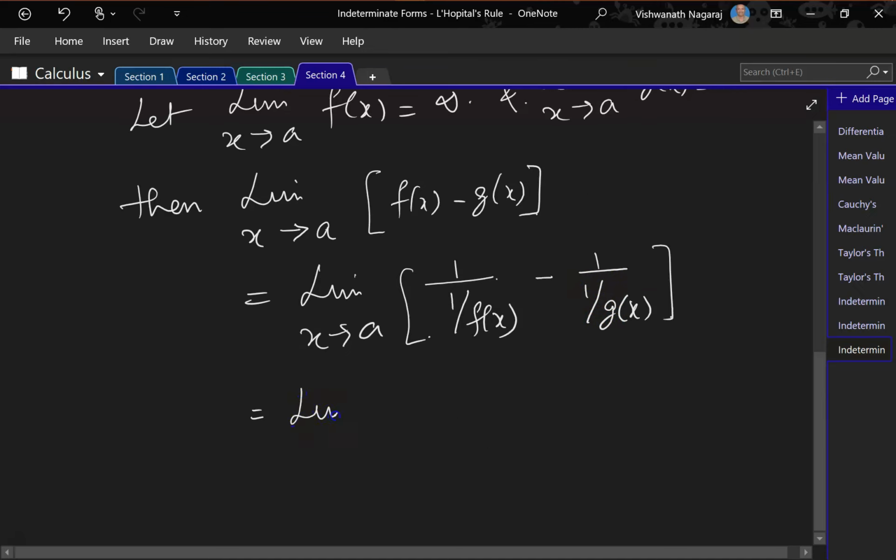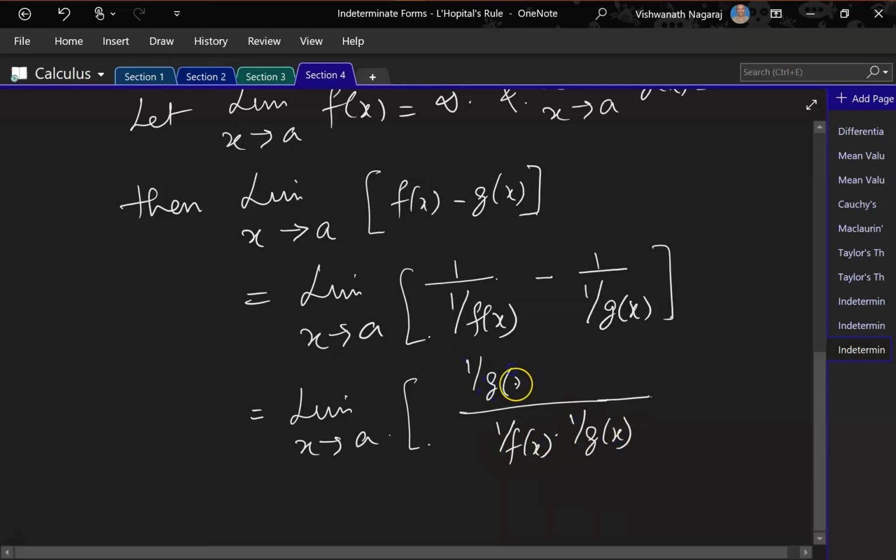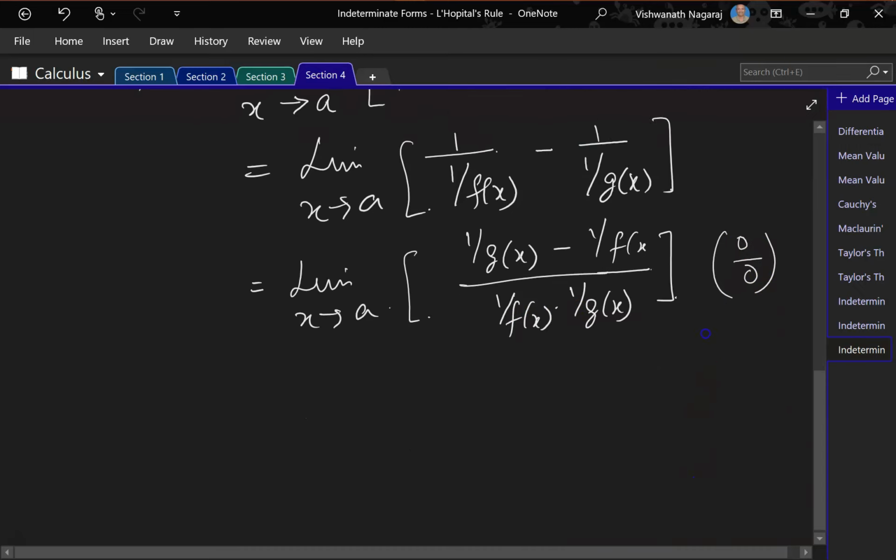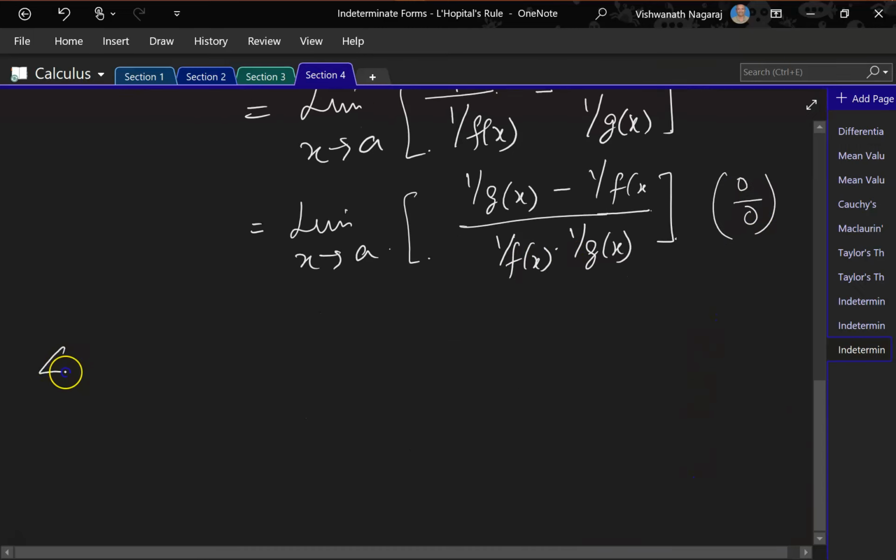And now we do the subtraction. So 1 by f of x times 1 by g of x, and 1 by g of x minus 1 by f of x. Now in the numerator if you notice, 1 by g of x would be what? This is 1 by infinity. 1 by infinity is 0. Here again 1 by infinity is 0. So this becomes 0. Denominator again 0 times 0. So this becomes 0 by 0 form. Again we know how to solve this.